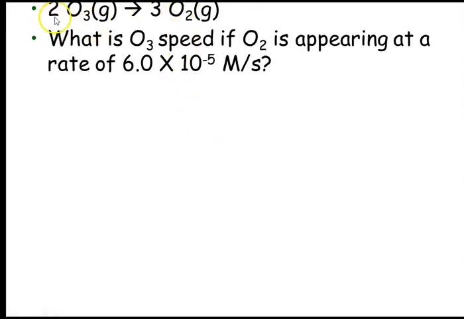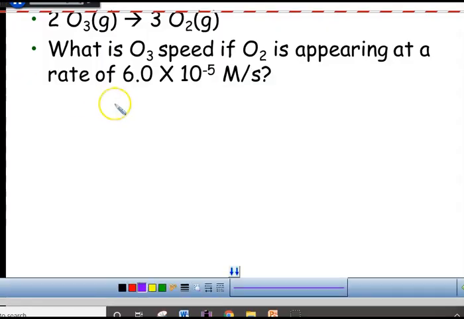So hopefully you can see that we've got 2 O3s, which is ozone, making 3 O2s, oxygen. So 2 ozones making 3 oxygens. And so it says, what is ozone's speed if oxygen is appearing at a rate of 6.0 times 10 to the -5 meters per second? Or not meters per second. You may hear me say meters per second because I'm used to physics. So molarity per second.